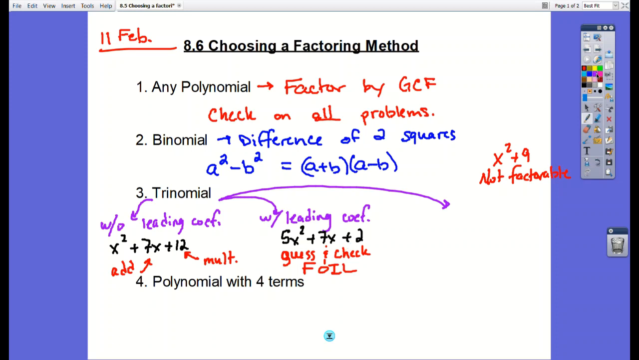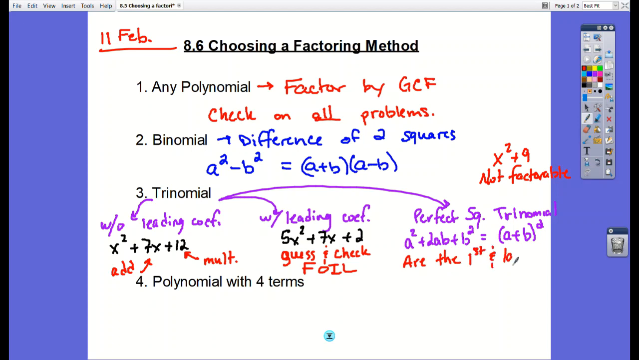And then lastly, for a trinomial, we had a perfect square trinomial, also what we looked at today. Perfect square trinomial, and our pattern is a squared plus 2ab plus b squared factors into a plus b squared. And this is just where we ask ourselves, are the first and last terms perfect squares? And if they are, we write in our answer and then check. Are the first and last terms perfect squares?